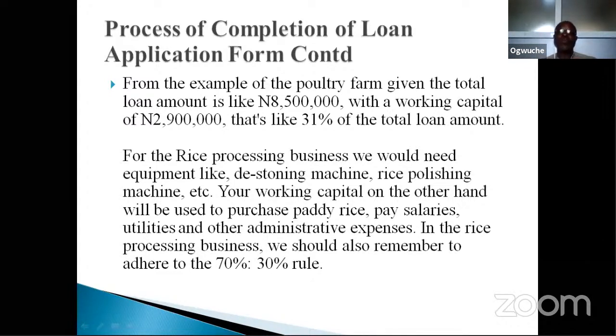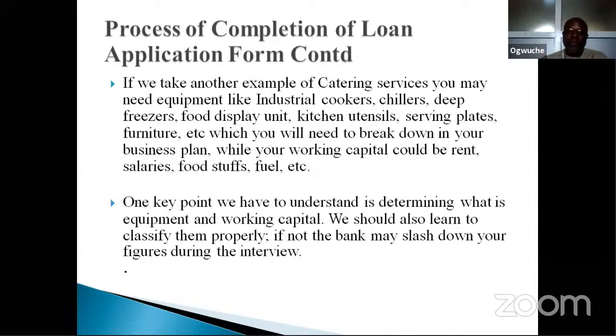Rice processing is not the same thing as farming, okay? Rice processing is an entirely different line of business. It's an SME, it's processing of rice, okay? You have to buy the paddy, the rice paddy, to process. You are not the farmer unless you want to combine the two, okay? So equipment that you require here will be like destoning machine, rice polishing machine, etc. And then of course, working capital, on the other hand, will be used for purchase of paddy rice, paying salaries, utilities, and other administrative expenses. Of course, as to be expected, the 70-30 ratio will also be observed.